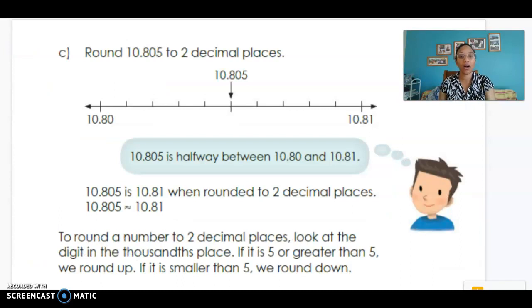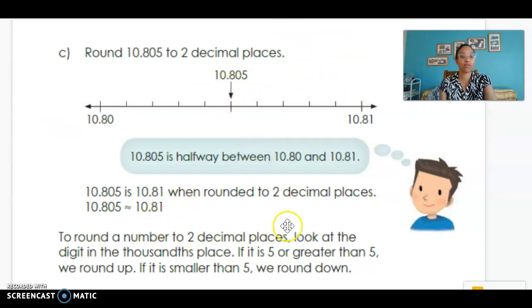So try on your own this one. We're going to round 10.805 to 2 decimal places. Notice how it falls exactly halfway between our 2 outer bounds numbers, which we found by looking at this 0 right here. 10.80, 10.81. That's how we found those outer bounds. Then we split it into 10 places. This one fell right in the middle. And when a number falls right in the middle, we round up instead of rounding down, okay?